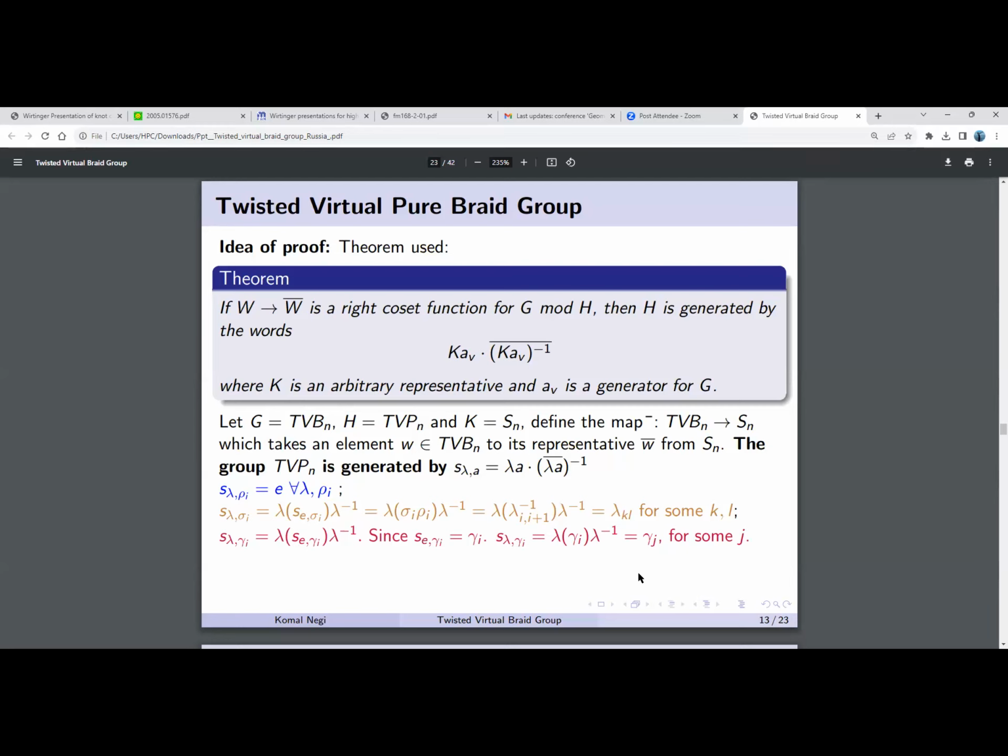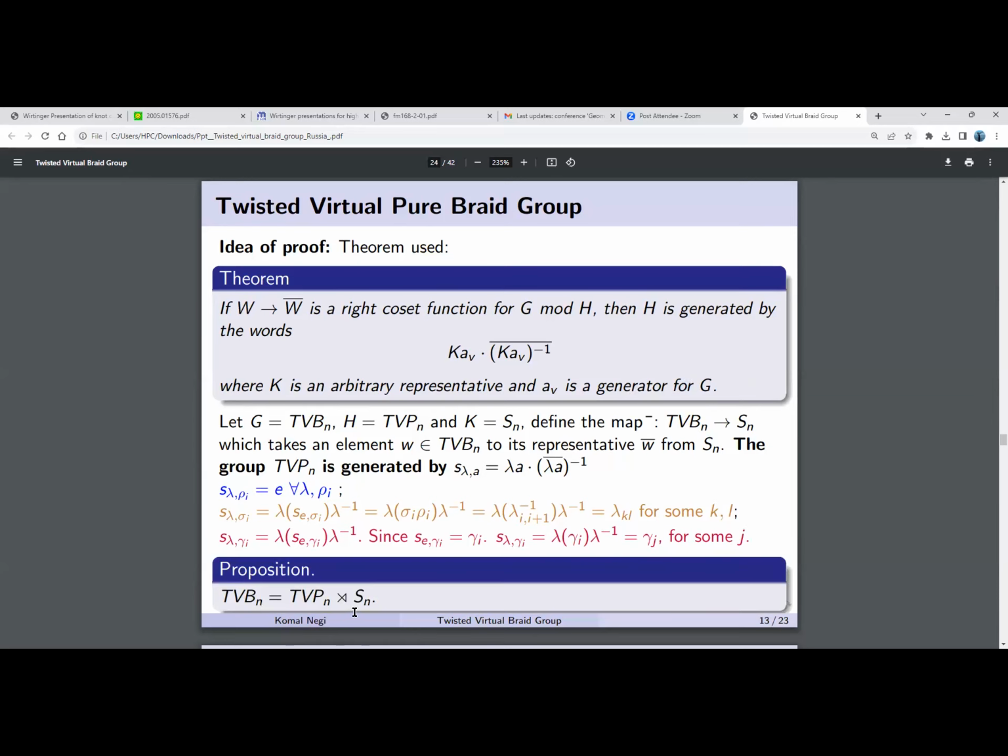Due to time constraints, I haven't included the formula for the defining relations. There exists a formula from which we can find the defining relations of the subgroup by using the defining relations of G in a similar manner. So now we have also proved that TVBn is equal to a semi-direct product of TVPn and Sn.